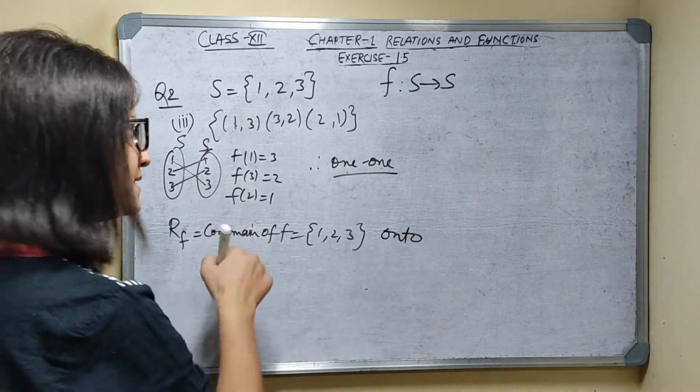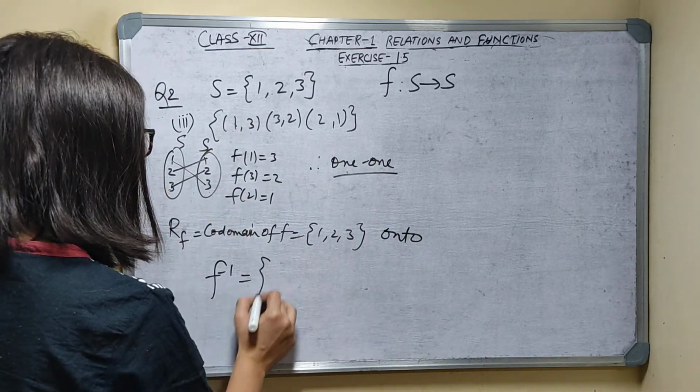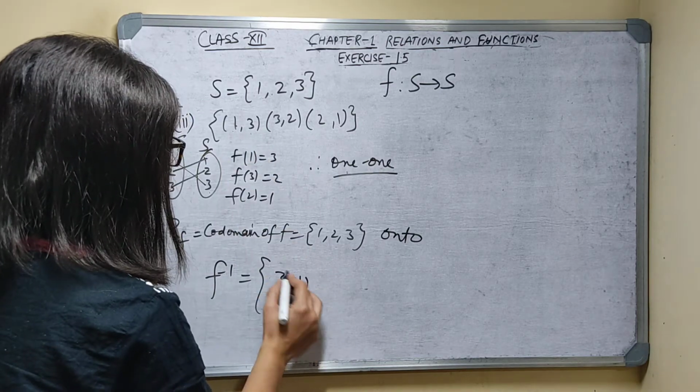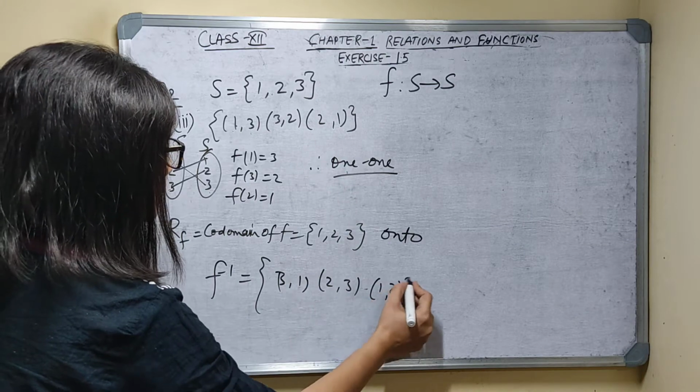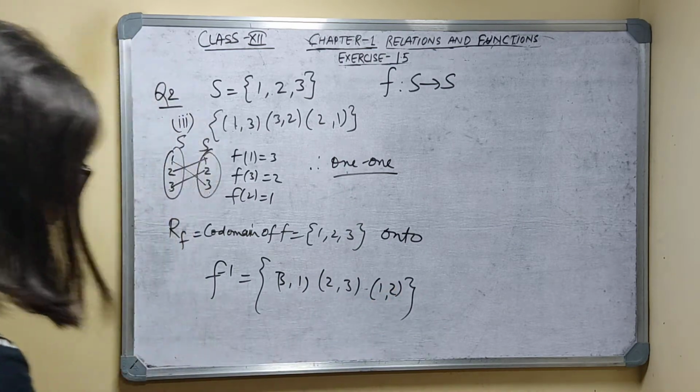So F inverse exists, and F inverse will go 3→1, 1→2, 2→3. So here F inverse maps 1 to 2, 2 to 3, and 3 to 1.